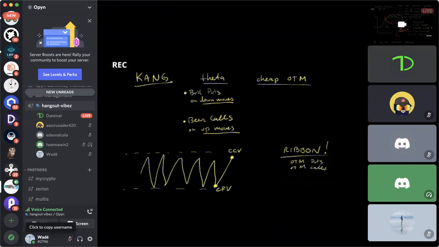The last little thing I was going to talk about was cheap out of the money calls or puts. When on this chart are you going to want to do that? You want to buy calls down here, and puts, you're going to want to buy anytime you see that strategy up here.